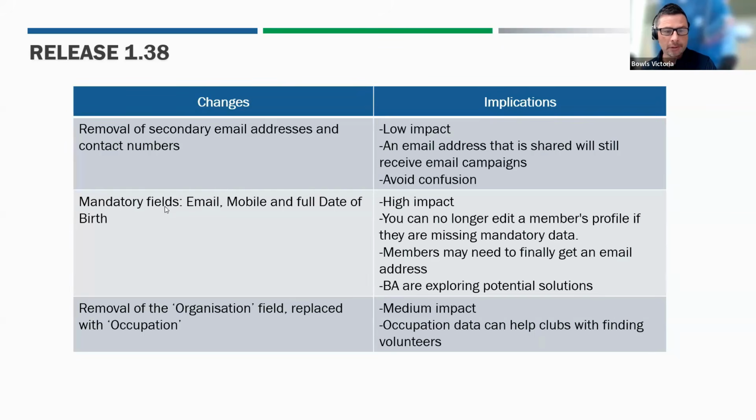The next one was mandatory fields now in BowlsLink. So there's more of them. So email and mobile, if you edit someone's details, you have to put that data in. So it's a high impact to our club admins. And if members have missing data, probably the easiest thing is to not edit their details.